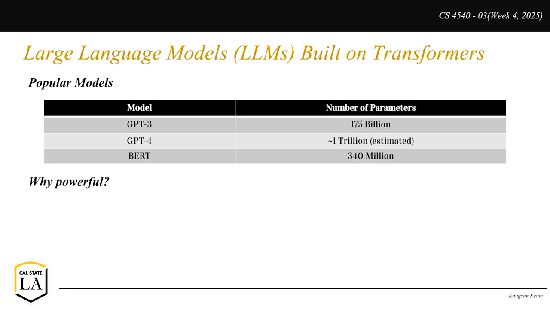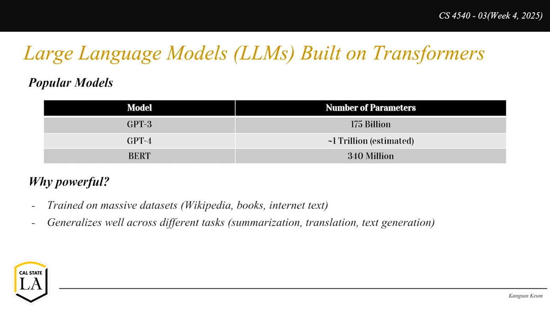Alright, let's see the large language models built on transformers. There are popular transformer-based models such as GPT-3 or 4 or BART. Do you know why they are powerful? This is because they are trained on massive datasets such as Wikipedia, books, or online text. Also, they generalize well across various tasks like translation, summarization, and text generation.